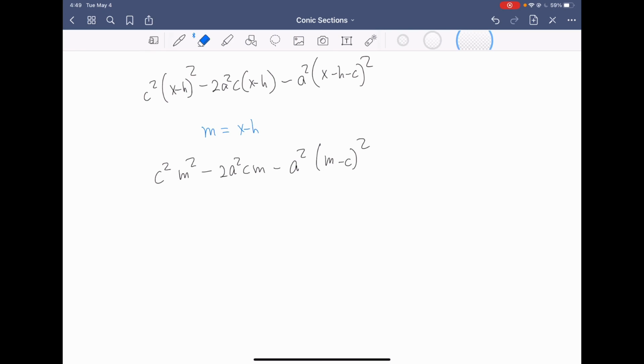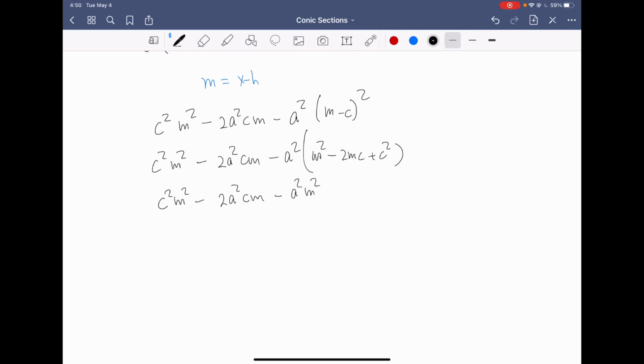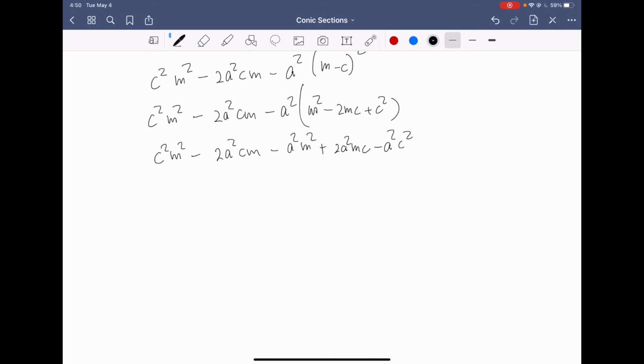And now let's see how far we can simplify it before we plug it back into our original equation. So over here we have c squared m squared minus 2a squared cm minus a squared. Let's expand that out: m squared minus 2mc plus c squared. That would give us c squared m squared minus 2a squared cm minus a squared m squared minus 2mc plus c squared, so minus 2mc, so plus 2a squared mc minus a squared c squared. And we can conclude that this and this are the same, so we can cancel them out and get c squared minus a squared, let's get the m squared out, minus a squared c squared.